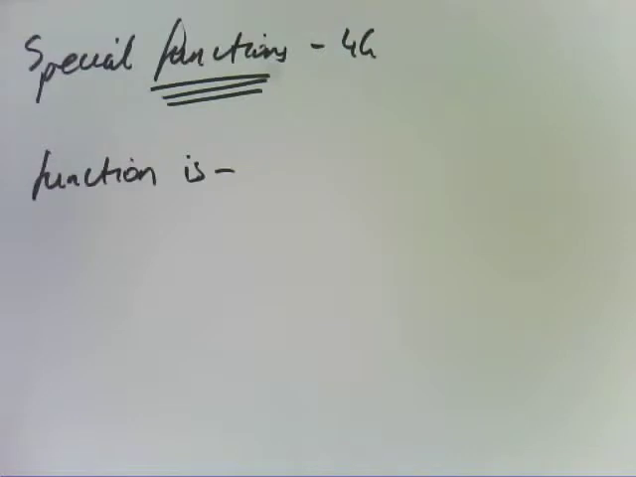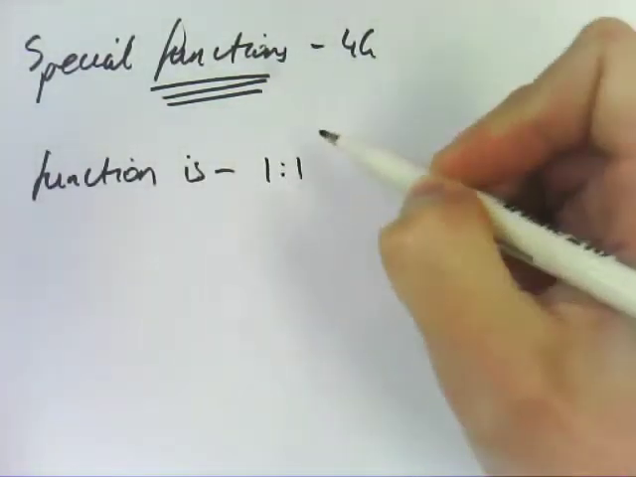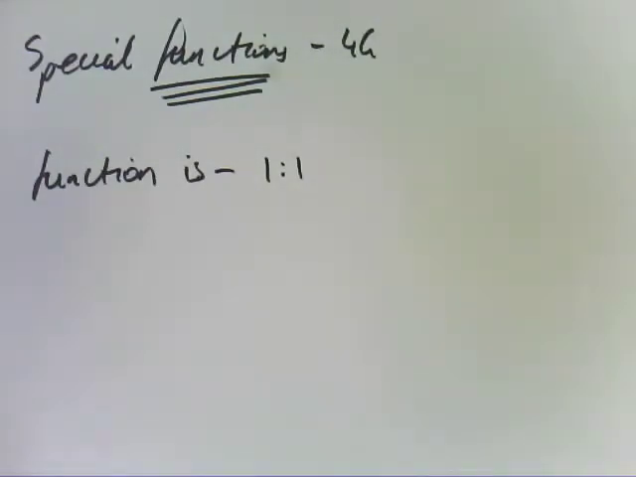So 4G talks about special types of functions, and then it says including hybrid functions, and we'll talk about hybrid functions in a minute. The first thing we need to talk about is what is a function. We've talked about relations in all the other chapters, and those relations can be one-to-one, one-to-many, many-to-one, or many-to-many. A function is a relation that is one-to-one.